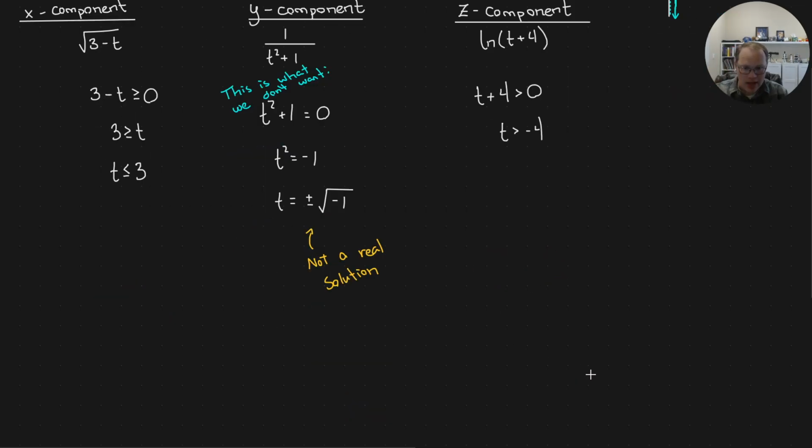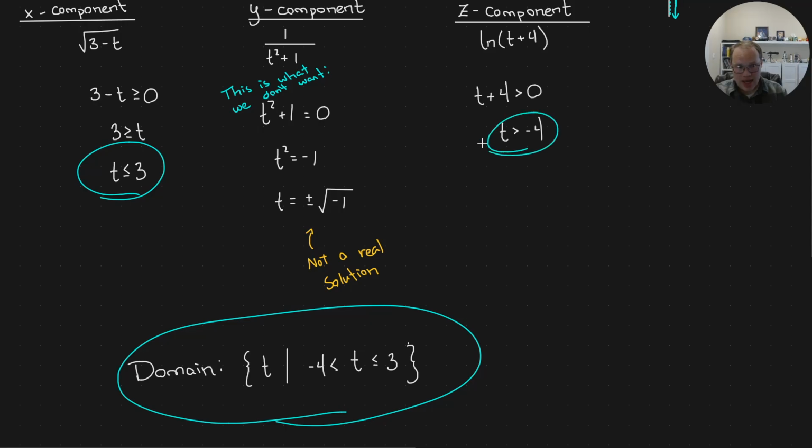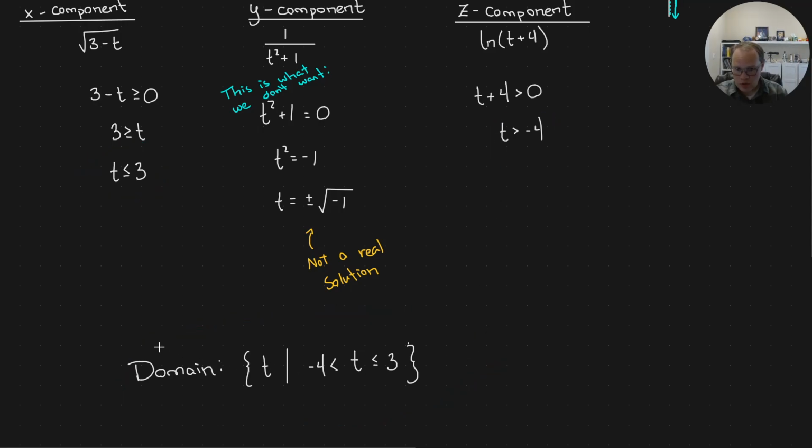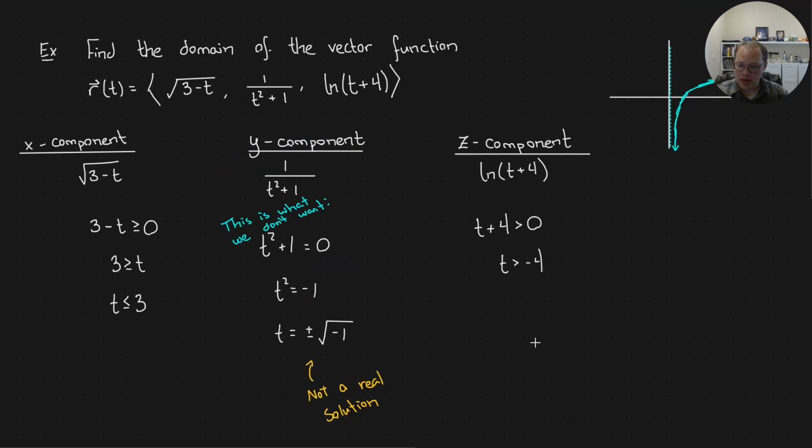So in this particular case, my domain would be the set of all t's such that t is between -4 and +3. That makes sure that both this happens and this happens. And so that would be the domain for this vector valued function, that would make sure each of the components always works for all the t's that I plug in.